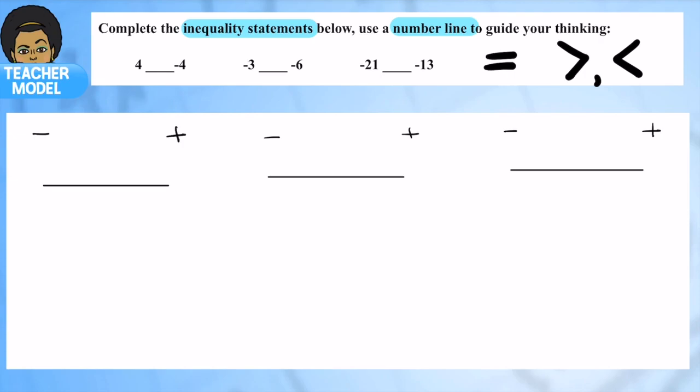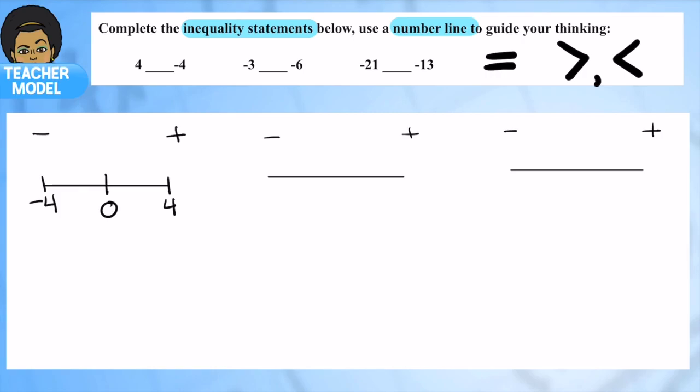I'm going to start with the first one, 4 and -4. Well, one is a positive. That's 4, and -4 is a negative. So I know it's on this side. So these are pretty easy. If you're not sure how to locate them, you could just draw the line and just do some counting for yourself. But this one was pretty easy.